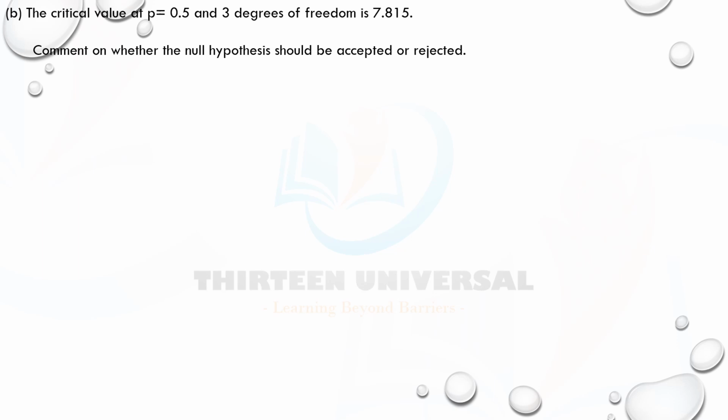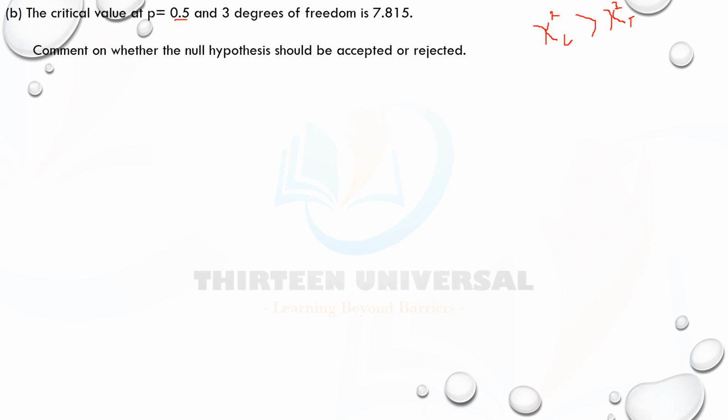Okay, remember how we go about it. We have two chi-square values. We have chi-square calculated, the one we just did now. If it is greater than the chi-square tabulated value, the table value at critical probability 0.05, what you do is reject the null hypothesis.